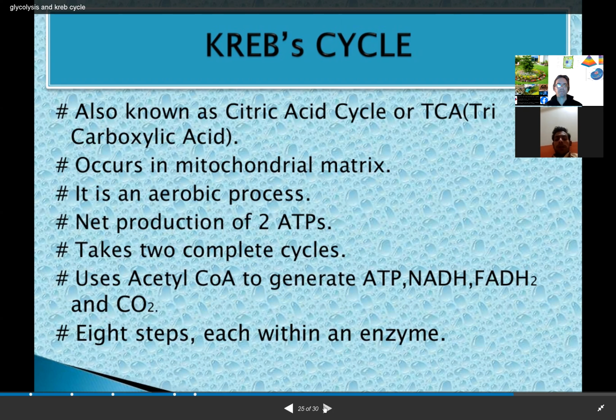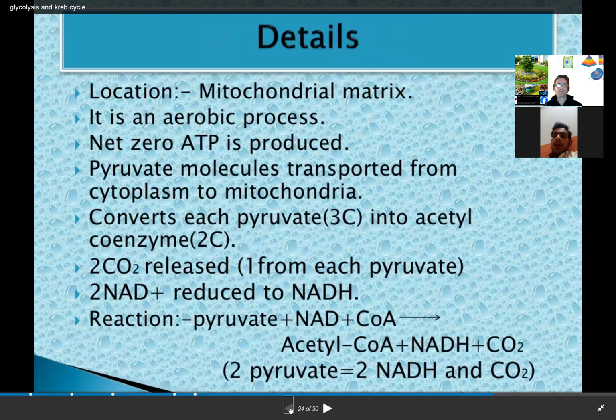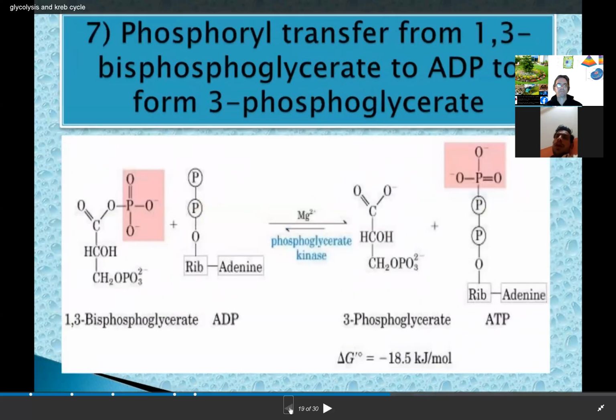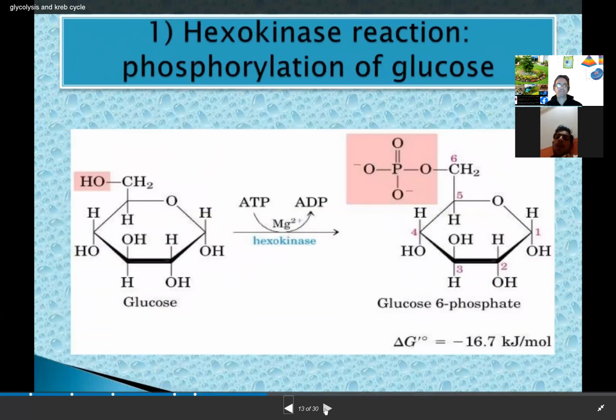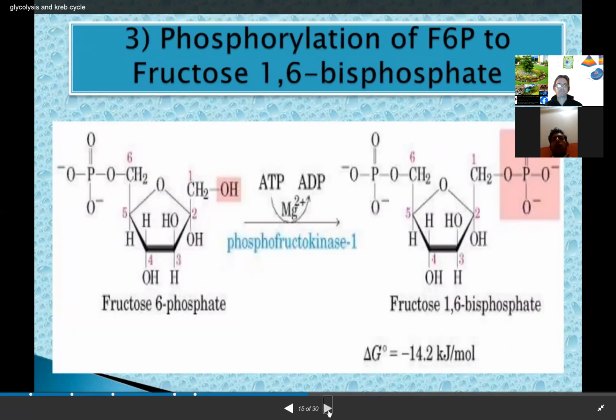I'm explaining the glycolysis, not the Krebs cycle. Glycolysis starts with the preparatory phase, and the first step is when the glucose molecule reacts with the ATP molecule, it forms glucose 6-phosphate. The glucose 6-phosphate is isomerized into fructose 6-phosphate, and the fructose 6-phosphate once again reacts with ATP, and it forms the fructose 1,6 biphosphate.